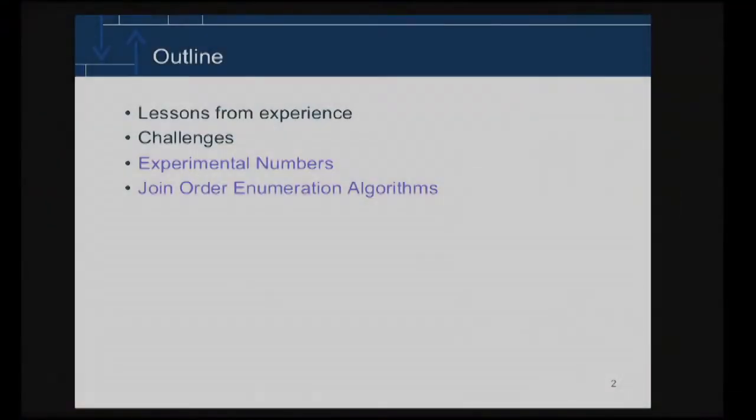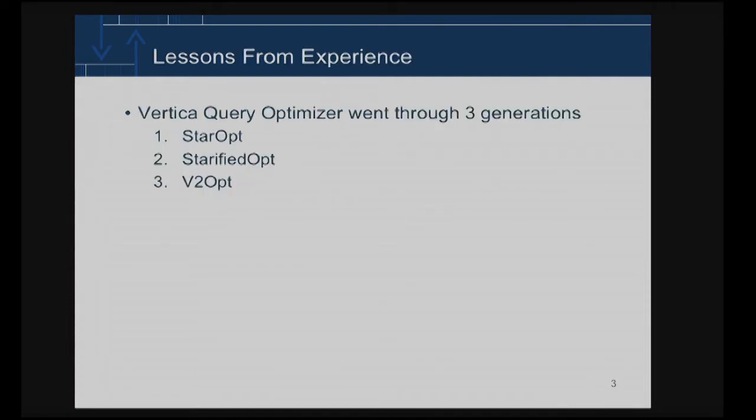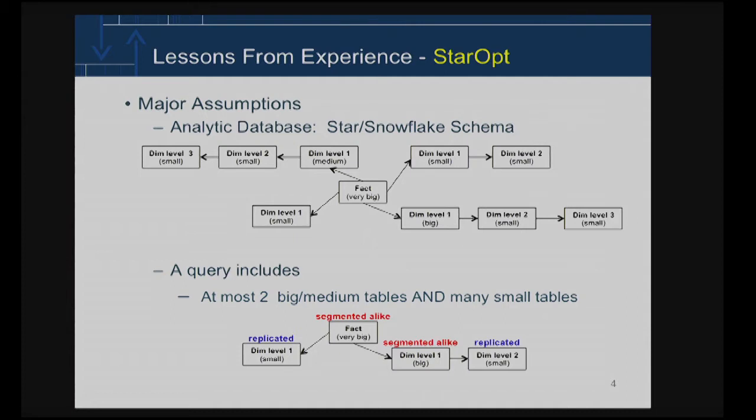Because of the time limit, I'm focusing on 2 points. The first is the lessons we learned from our experience, and the second is our challenges. The Vertica Query Optimizer went through 3 generations. We call them StarOpt, StarifyOpt, and V2Opt. Also because of the time limit, I won't explain why we did this, and I won't explain the picture.